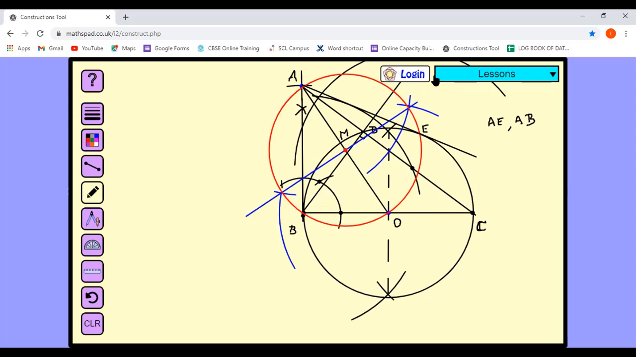So this is the end of the chapter. The steps of construction are given in the notes. You can go through it. These are the types of questions that can be asked from this chapter. So we have come to the end of this exercise as well as the chapter.